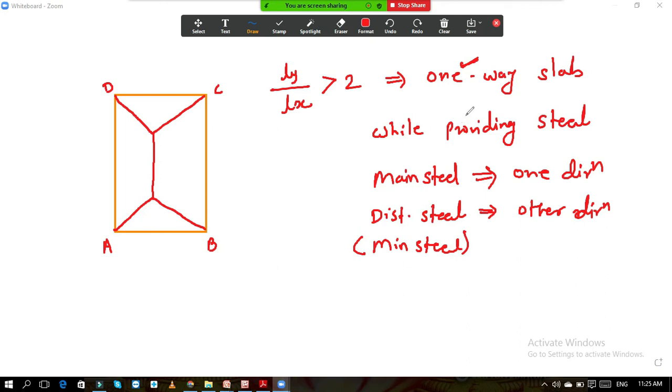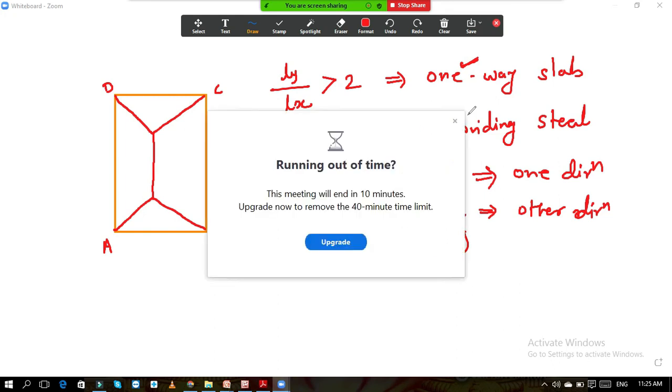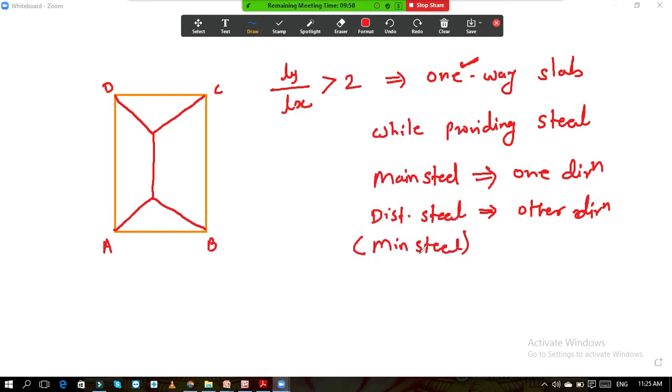This is the most important thing. Once you know the concept behind that, it will be easier for you to design the slab. Designing of the slab is very easy. Before going to the design procedure, which is very easy, we should know how to deal with this. So now, main steel and distribution steel.